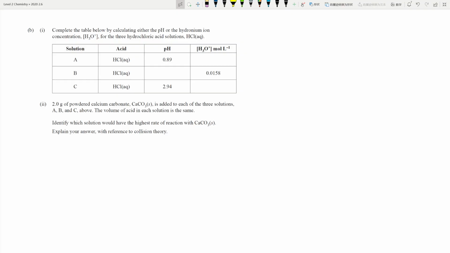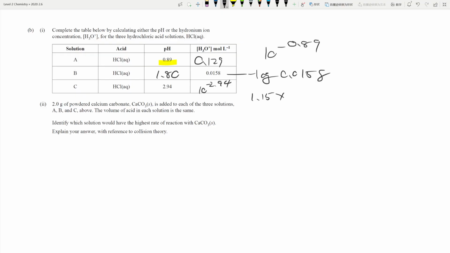So this is pH calculation. All right, so 8, calculate this one. So this will just be 10 to the power of negative 0.89, which is 0.129. This is 0.129 moles per liter. This pH will just be negative log whatever that thing is, 0.0158, and that will just be 1.80, and this will be 10 to the power of negative 2.94, which will be 1.15 times 10 to the power of negative 3 moles per liter. Very straightforward.